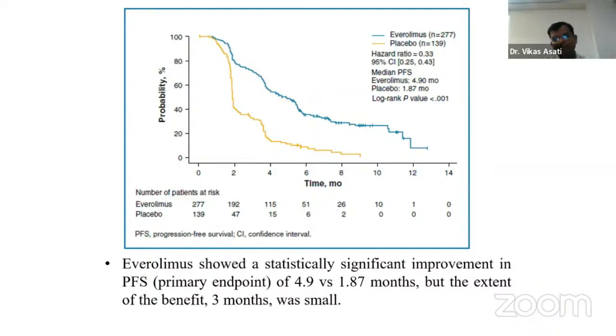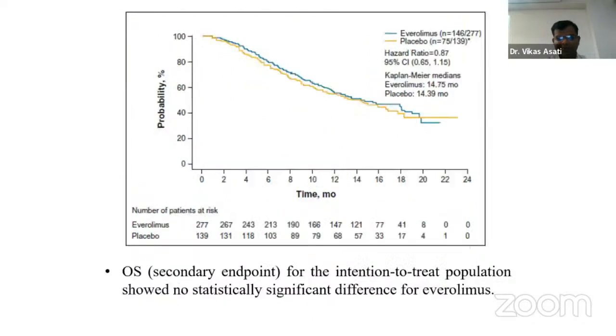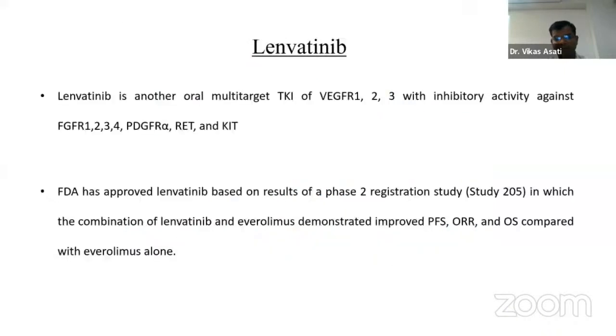In the placebo arm, the median PFS is 1.87 months. So there was a significant improvement with a positive p-value, but the extent of benefit was just 3 months, which was small. And for OS, in the intent-to-treat population, there was no statistically significant difference. The reason can be that crossover was allowed in this trial.